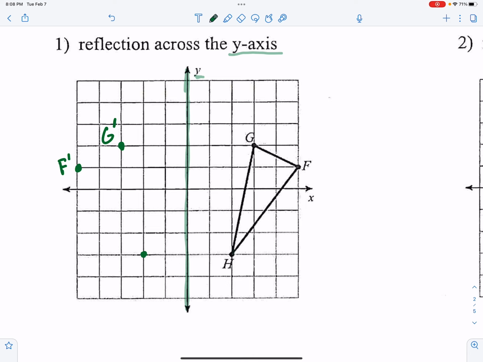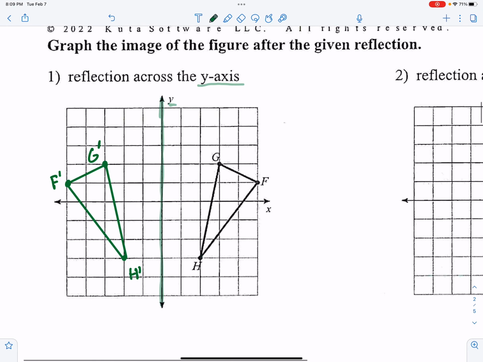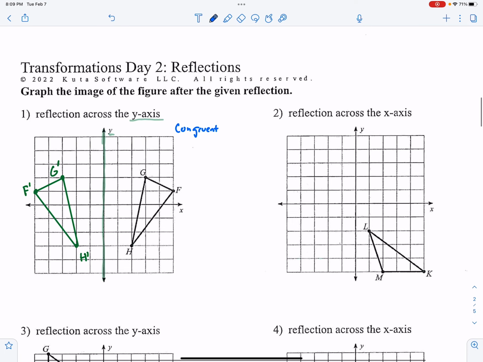And just like yesterday, you connect all your points with lines. And so it looks like this. Alright? And that's it. And again, just like translations, we find that when we reflect shapes, they will still be congruent, identical. The corresponding sides and angles will be the same.